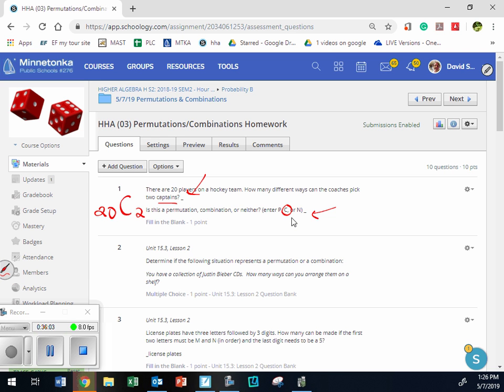Okay, moving on to number 2. Is it a permutation or a combination? Notice this time it's just that. Is it a permutation or a combination? You have a collection of Justin Bieber CDs. How many ways can you arrange them? You guys got this last time, except I said it was books. Arranging the CDs. Permutation? Combination. Which one? Permutation, correct.